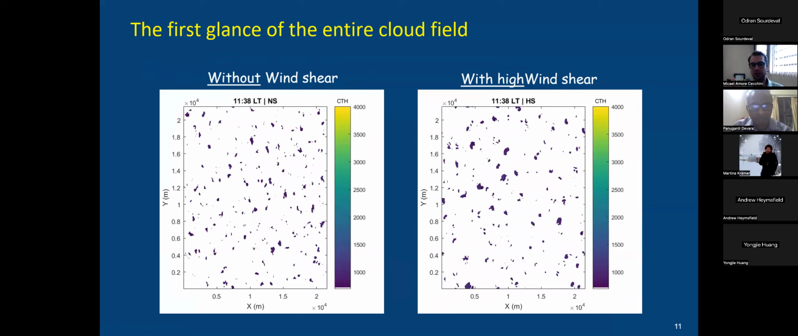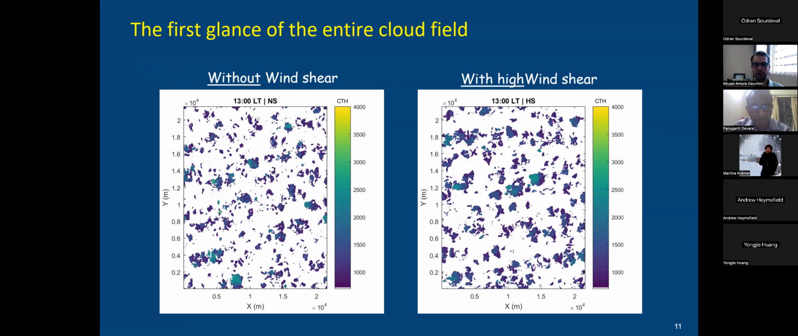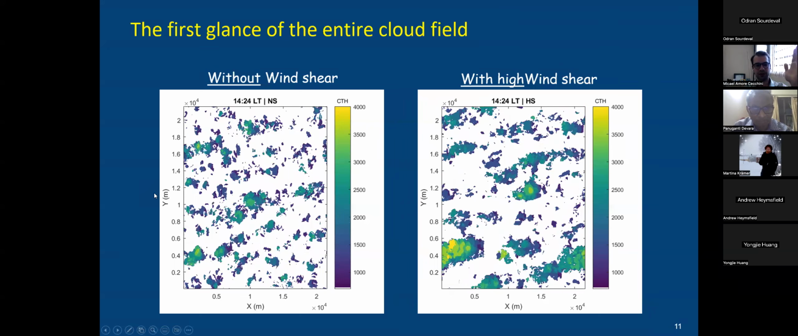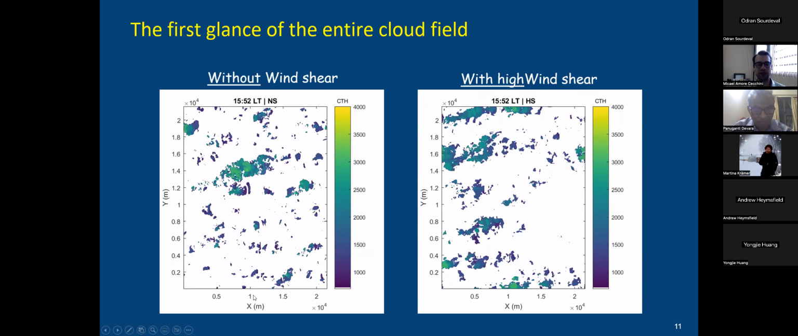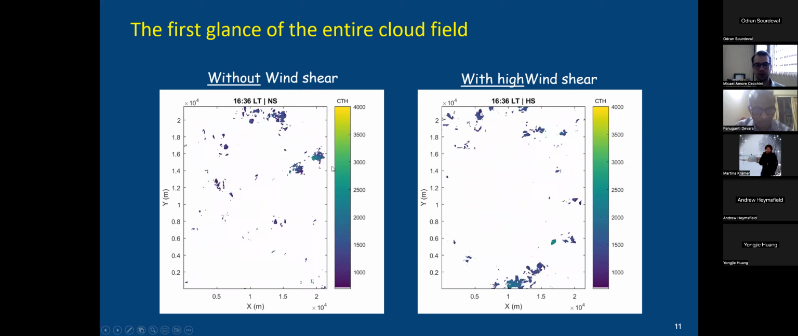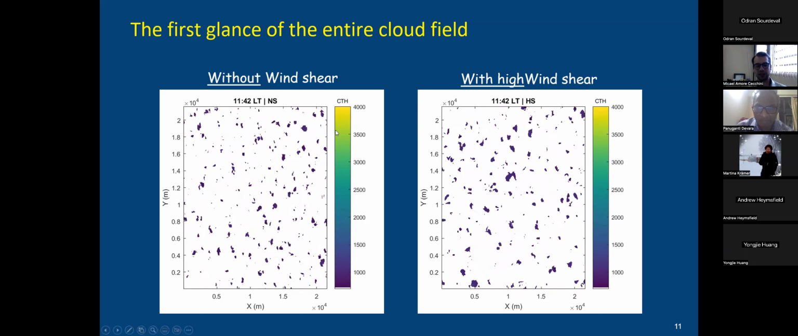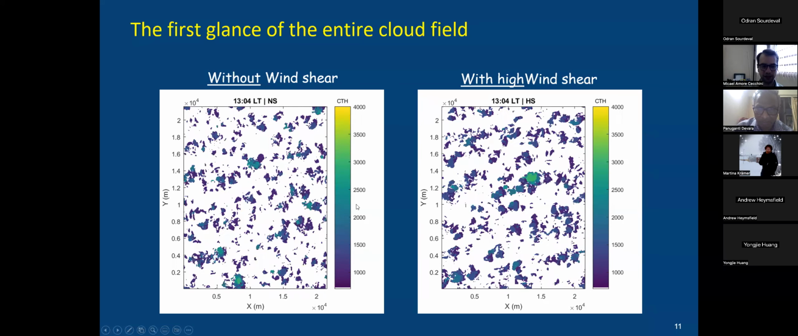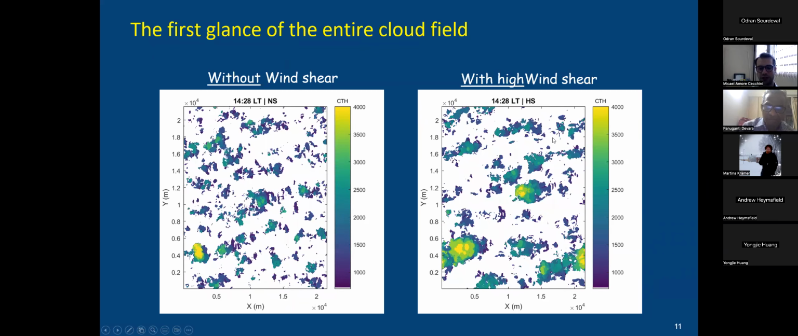And this is just the first glance at the results. This is the liquid water path fields for the domain. Here the vertical axis is the y direction, south to north, and the horizontal axis is west to east. And the colors, sorry, this is not liquid water path. This is cloud top height for every pixel. So the deeper clouds will look more greenish and yellowish, and the shallow clouds more bluish. On the left here is the no wind shear case. On the right is the high shear case.